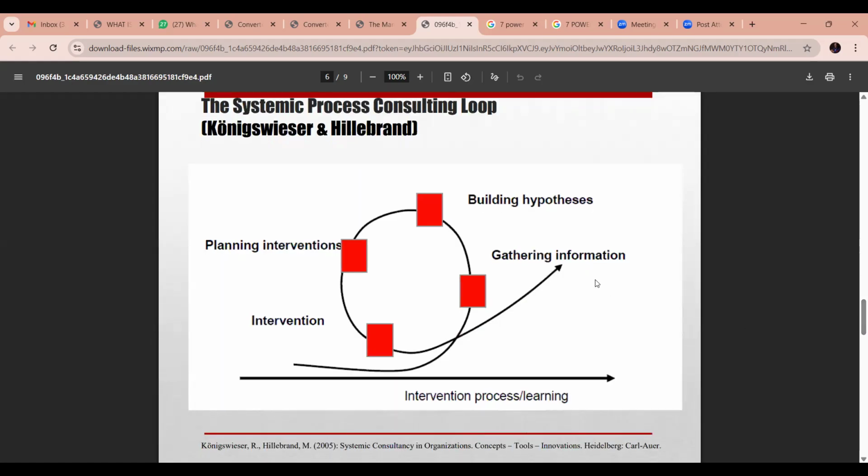This is another one. This is another 5 steps. The first step is to gather information. The next step is to build hypothesis. What that means is once the client gives you the problem that we are facing, you are likely to come up with a hypothesis. Oh, this is the reason why you are going through ABC.